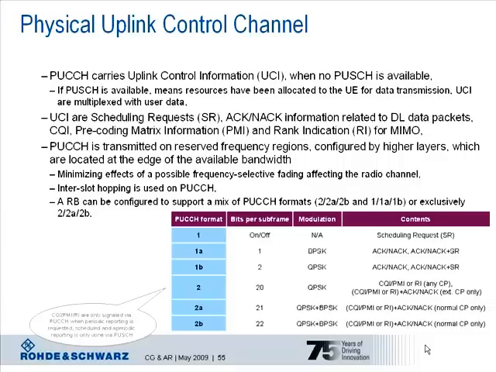The physical uplink control channel is transmitted on reserved frequency regions, meaning the lower and upper edge of the available spectrum. This minimizes the effect of possible frequency selective fading affecting the radio channel. Further, inter-slot hopping is used for the PUCCH. That means the transmission jumps from, for example, the lower edge of the available bandwidth to the upper edge within one subframe. This is also to ensure that the uplink control information arrives at the eNodeB. Depending on the information to be transmitted, different formats are used, as shown in the table, using different modulation schemes and a different number of bits.